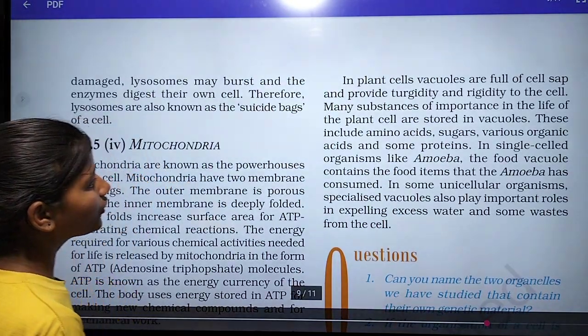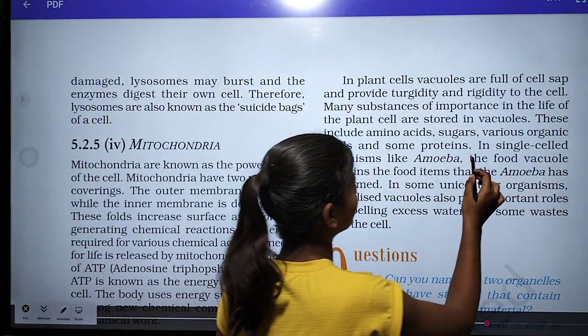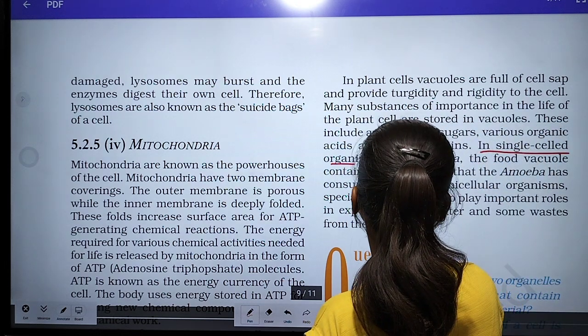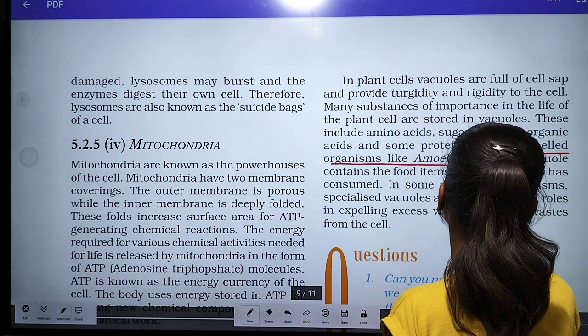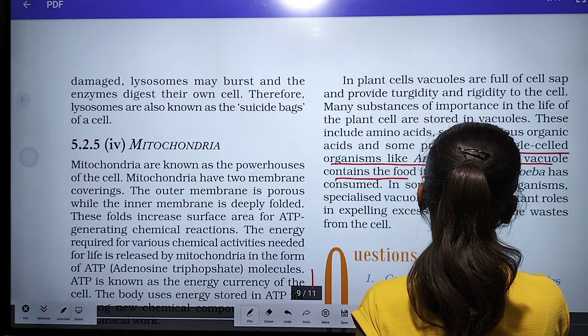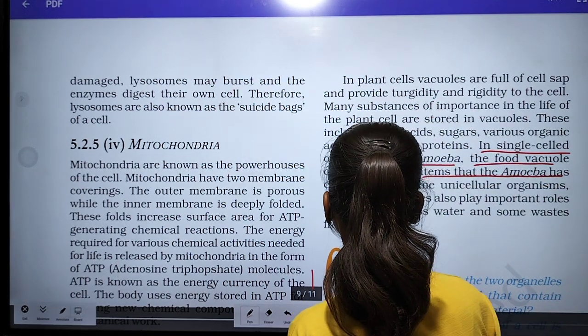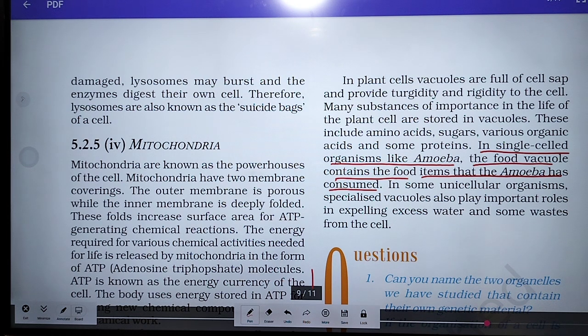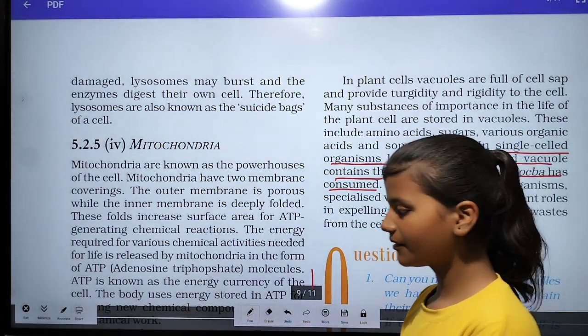Now here it is written that in single cell organisms like amoeba, the food vacuole contains the food items that the amoeba has consumed. We know that amoeba is unicellular, made up of a single cell.